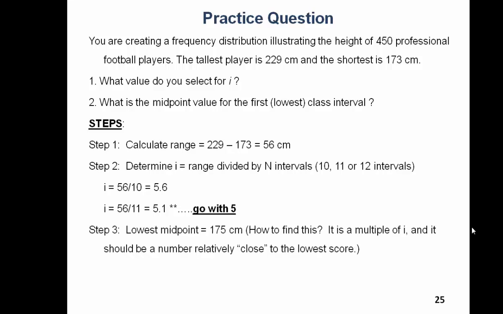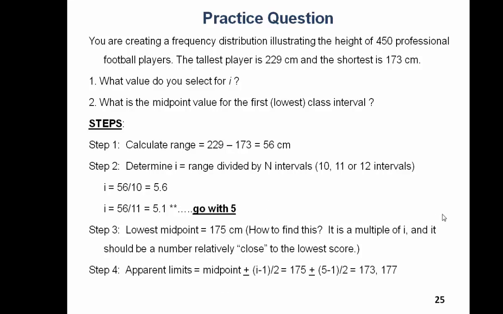The lowest midpoint we determined to be 175. The way we determined 175 is that it's a value close to the very smallest value, and it's going to be a multiple of i. It should be a number that's relatively close to the lowest score. Remember, we want our value for i to be 5. We don't get exactly 5, but we keep working through our calculations until we get to a value that is odd and is close to the whole number. So we take the multiple of i until we get close to the lowest value of 173, and that's 175.